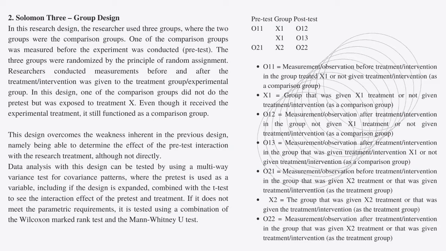The three groups were randomized by the principle of random assignment. Researchers conducted measurements before and after the treatment or intervention was given to the treatment group or experimental group. In this design, one of the comparison groups did not do the pretest but was exposed to treatment X. Even though it received the experimental treatment, it still functioned as a comparison group.